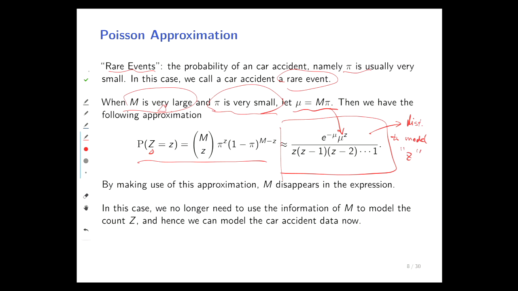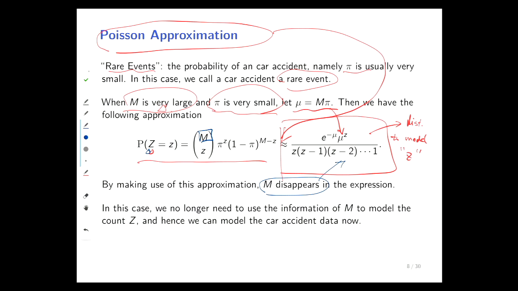We call it Poisson approximation. So it has a name. Why do we need this approximation? Obviously, in the binomial logistic regression model, we need to know M in order to model the count response Z. However, in this Poisson approximation, we no longer have M. So basically, M disappears in this expression.